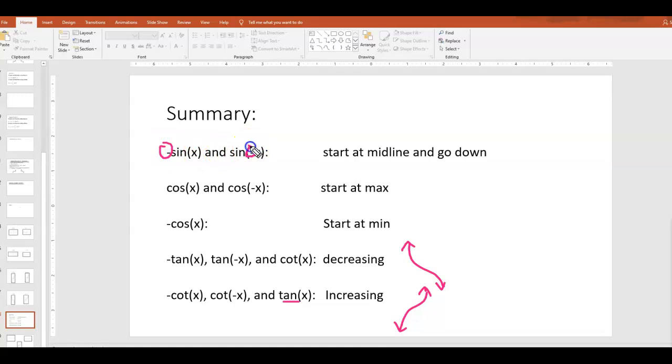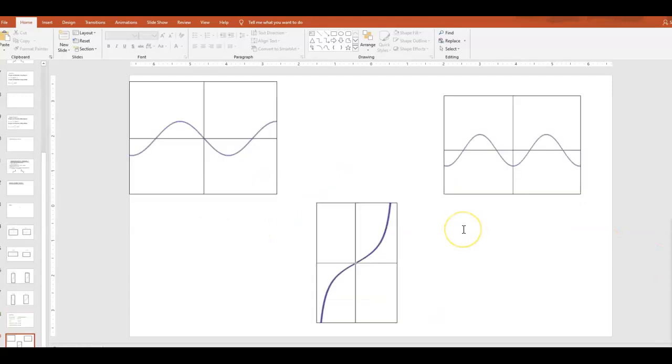Okay, so that's a nice summary of both vertical and horizontal reflections. So basically, it just determines where you start and where you go for each one of these. So that's a nice little summary to have.